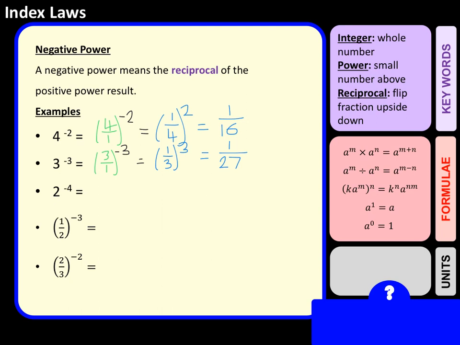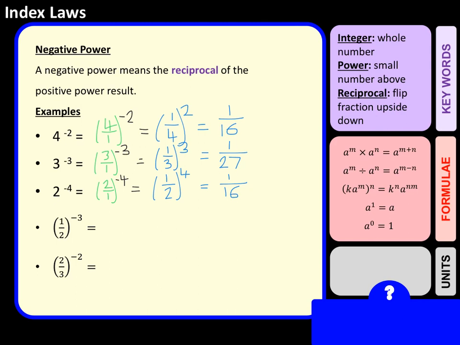Getting into the swing of it now then, hopefully. So 2 can become 2 over 1. That's the power of minus 4. It's a negative power again, so I'm going to do the reciprocal, make that 1 over 2. Now that I've done the reciprocal, the negative power has been used up. So 1 to the power of 4 is 1, and 2 to the power of 4 is 16.